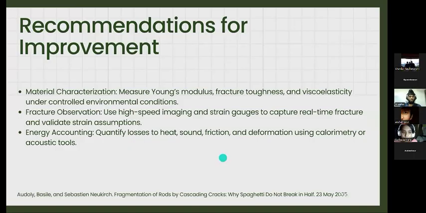As the opposition, I would recommend the reporter to measure Young's modulus, fracture toughness, and viscoelasticity under controlled environmental conditions. I would recommend him to use high-speed imaging and strain gauges to capture real-time fracture and validate strain assumptions. I would also recommend the reporter to quantify losses to heat, sound, friction, and deformation using calorimetry or acoustic tools as well.